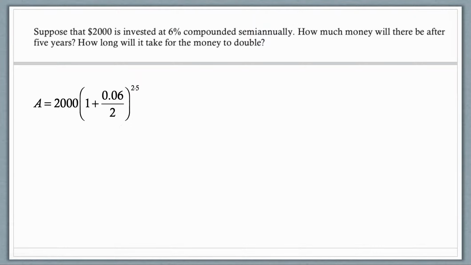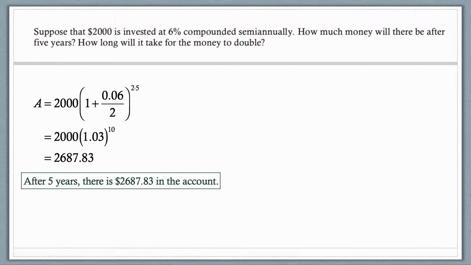So I have 2,000 as my principal times 1 plus 0.06 over 2 raised to the 2 times 5. I'm just going to simplify a little bit before I even do any calculations. I have 2,000 times 1.03 raised to the 10. And then just entering that into my calculator, I got 2,687.83, which means that after 5 years, there's $2,687.83 in the account.